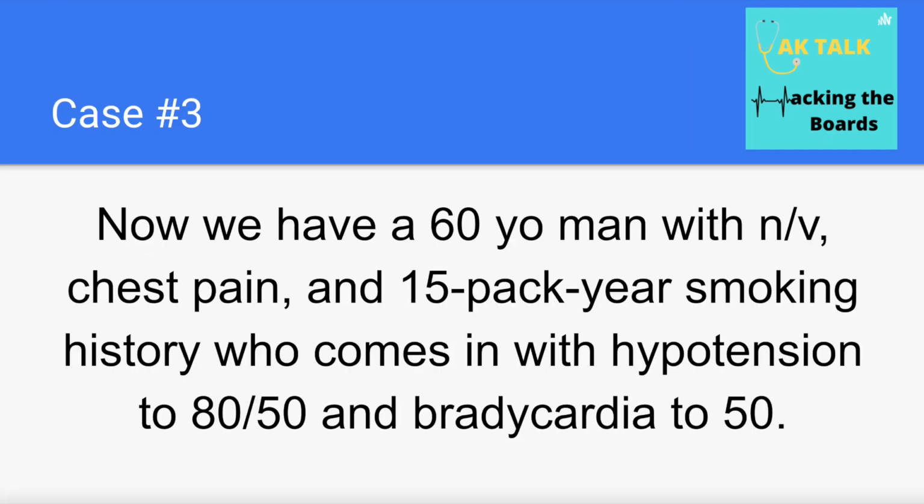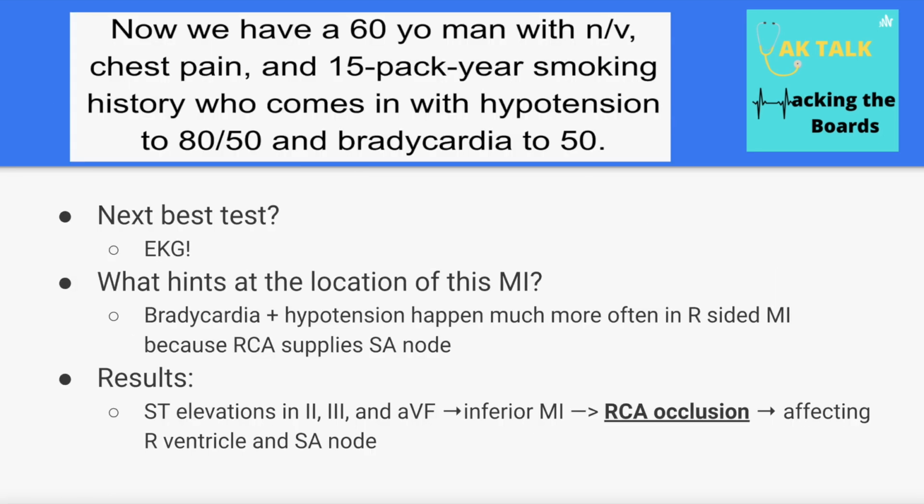All right, so now we have a 60-year-old man with nausea and vomiting, chest pain, and a 15-pack-year smoking history who comes in with hypotension to 80/50 and bradycardia to 50 beats per minute. First off, what's the next best test to make the diagnosis here? Let's get an EKG, Yakov. Perfect. And before you even see the results of that EKG, what hints at the location of the cardiac injury that's most likely happening? So chest pain, new bradycardia, and hypotension all point towards a right-sided MI.